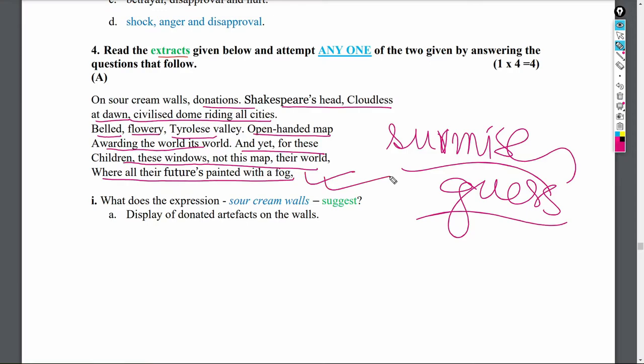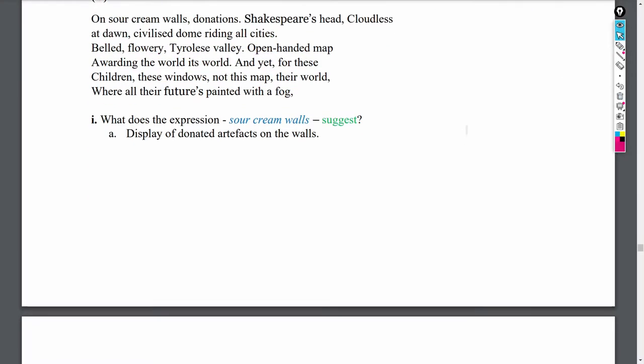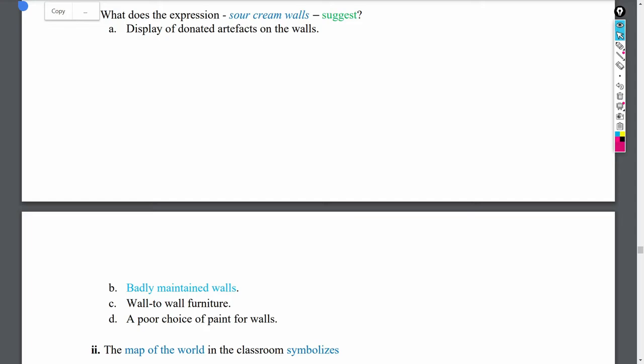Dekhiye, abhi question abhi dekhte hain: what does the expression sour cream world suggest? So you have seen perhaps there's a school in the slum, you have seen the building, you have seen the children also, you have seen the miserable condition of the street too. Therefore, on the basis of that and on the basis of your own idea, so let us go for the answer. Isme kya hai my dear children, ye jo hai na ye bahut use hota hai.